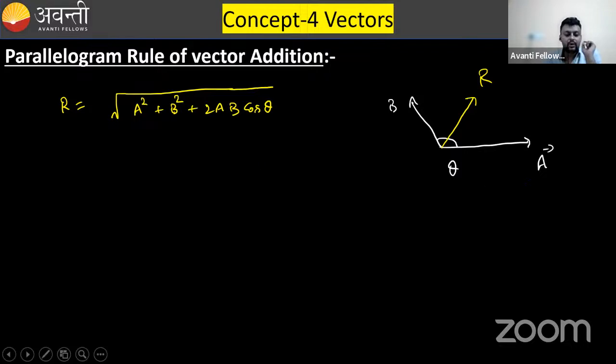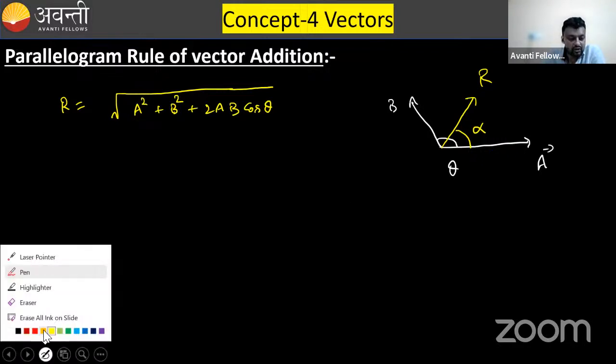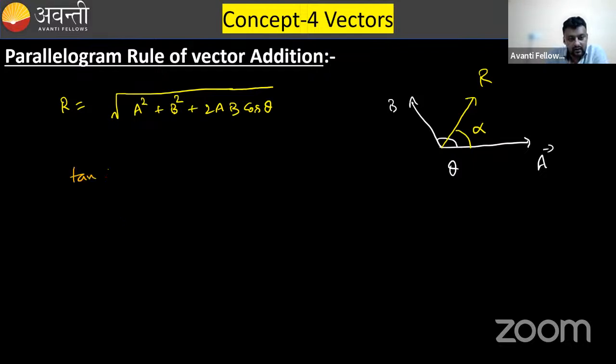Now, one more thing which is very important in this discussion: what is the direction of the resultant? Let's suppose the angle the resultant makes with vector A is alpha. Mark my word, this angle is taken from vector A. So what is the relation for tan alpha? Tan alpha is equal to B sin theta divided by A + B cos theta.